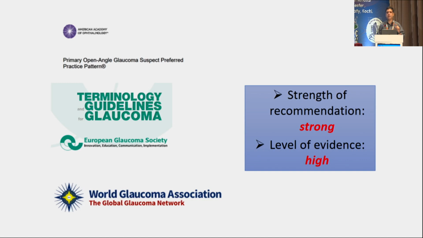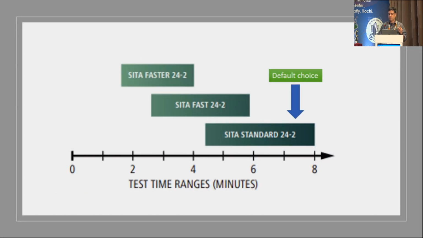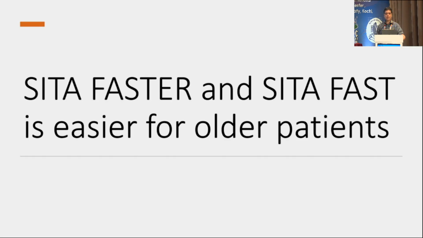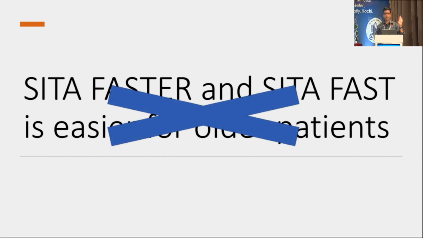Second investigation, perimetry. Very strong recommendation to perform this test as the level of evidence is very high, from all the international societies. The standard approach, the default choice, should be SITA Standard, and not SITA Faster and Fast, which should be reserved for young and experienced patients. Experienced here does not mean age; it means perimetrically experienced. It is a misconception that SITA Faster and SITA Fast are easier for older patients. These tests usually employ much more subtle stimuli, and if you think that a person looks very old, so let us do a faster program, you will end up getting more unreliable results.